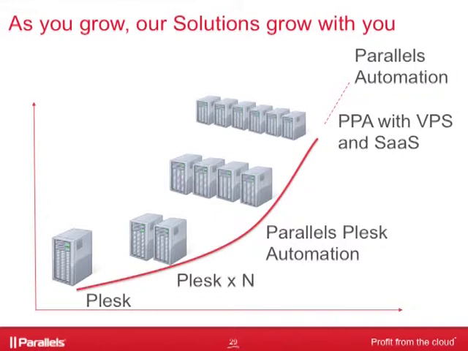So basically, Parallels offers you a solution. Parallels offers you a way to get a bigger cat. You start with Plesk, you add more Plesk servers, then you move to Parallels Plesk Automation, then you add VPS and SaaS there, so you can offer VPS hosting and SaaS, and then finally you move to the most powerful solution, which is Parallels Automation.